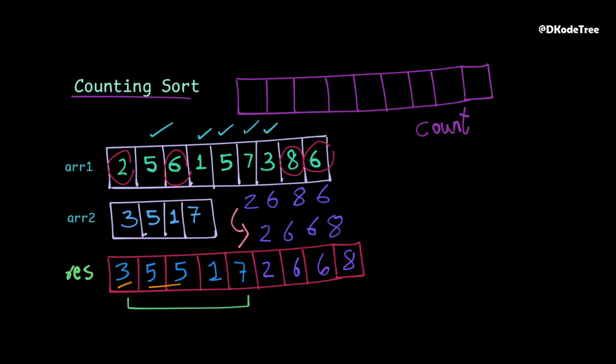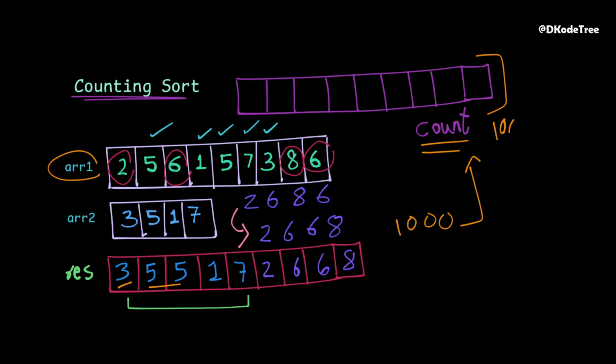Now for the implementation, instead of using a hash map, we can simply use an array, say count, for counting the frequency of elements in array 1. And since the constraints mention a limit of 1000, we could just fix the length of count to 1001.